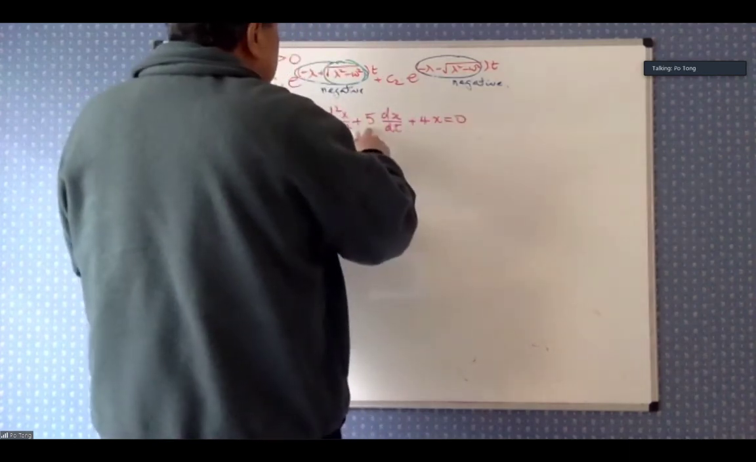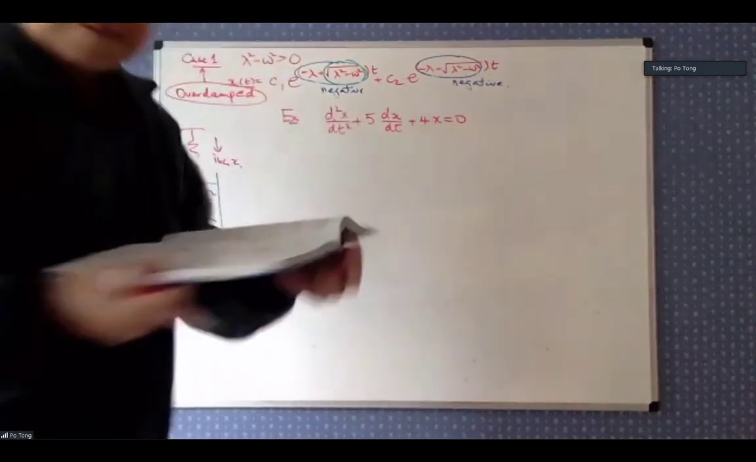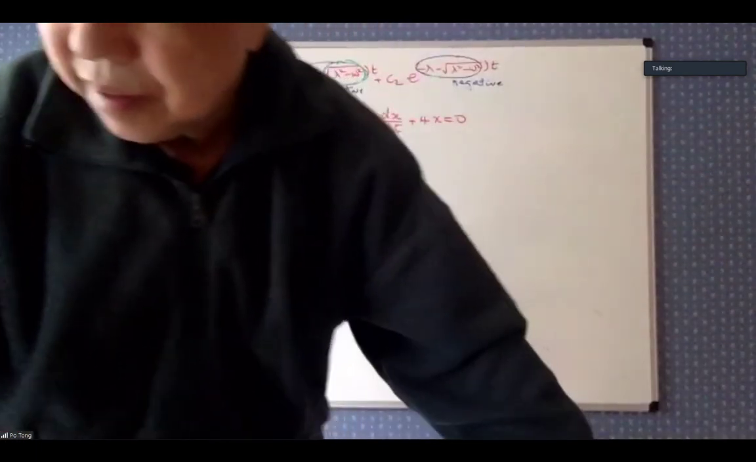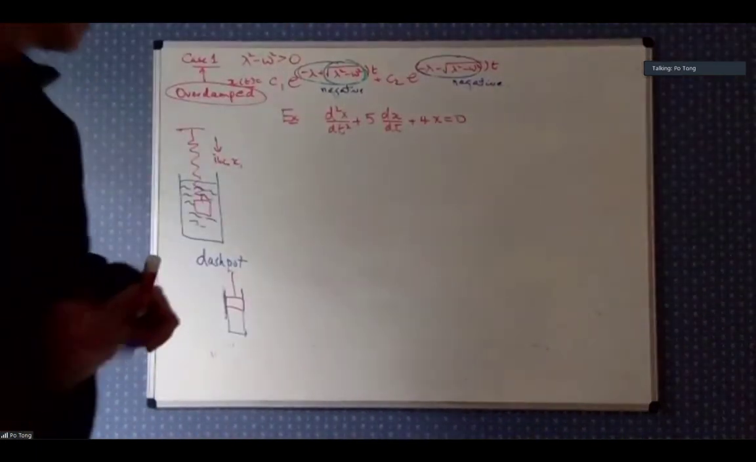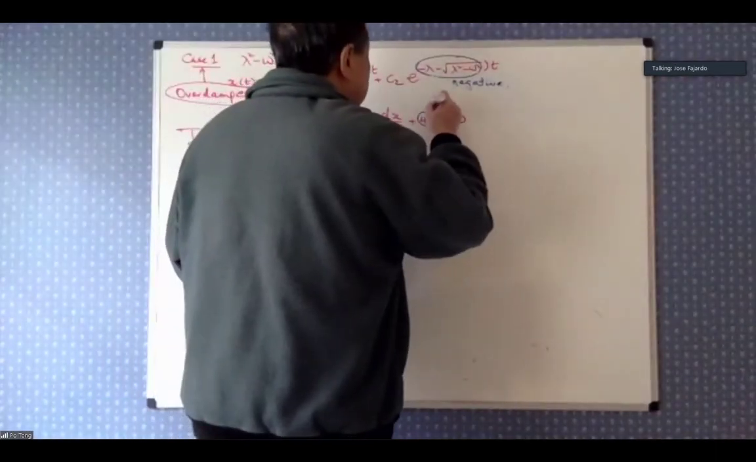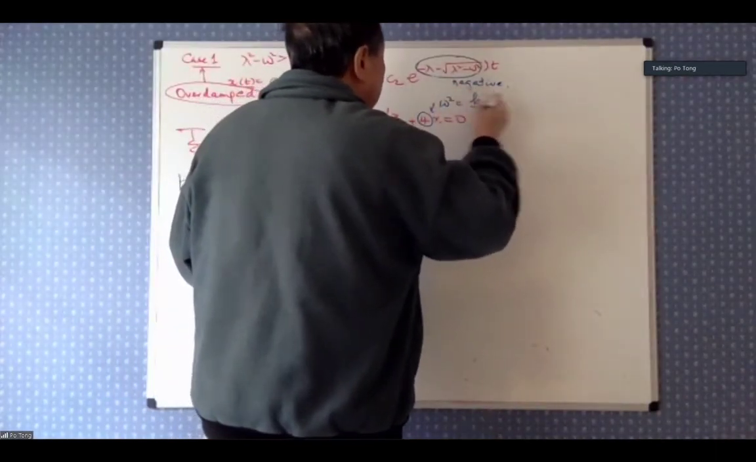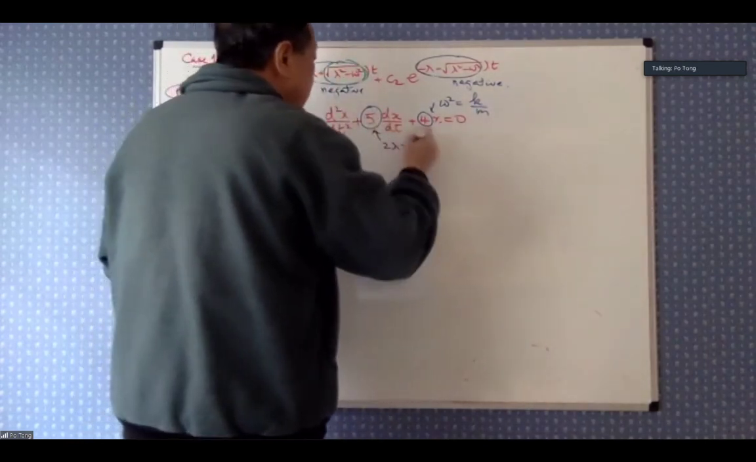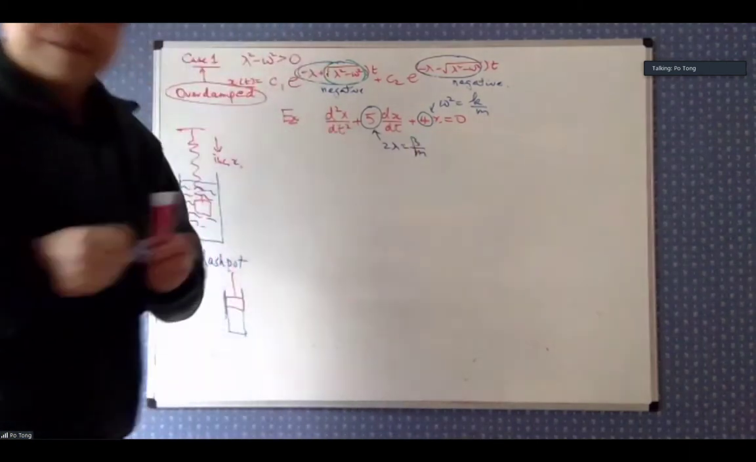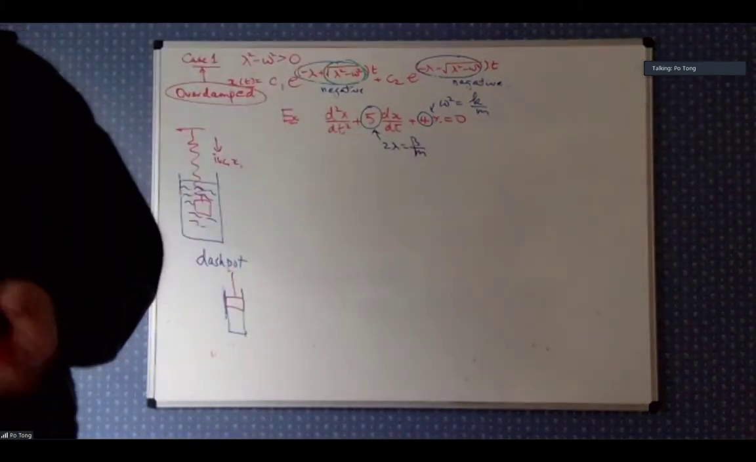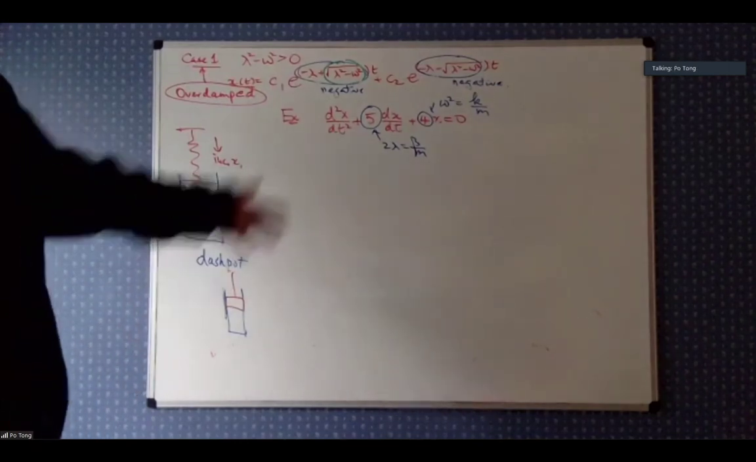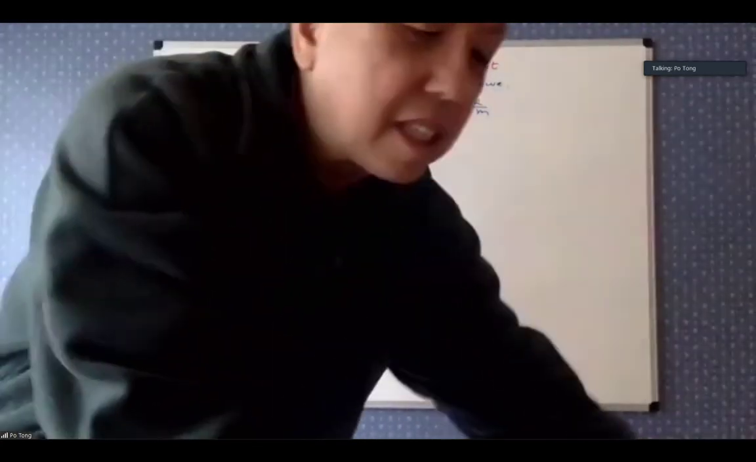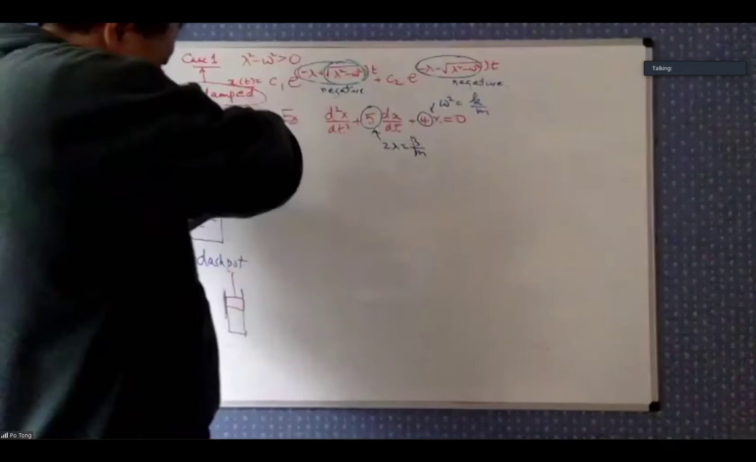So in this particular example, which example is that in the book? This is K over M. This guy is 2 lambda, which is beta over M. Okay? And then we're going to just solve it. There's an initial condition there.